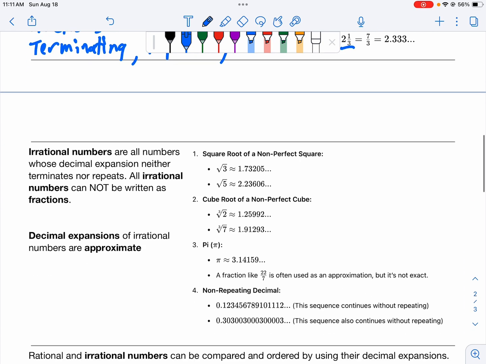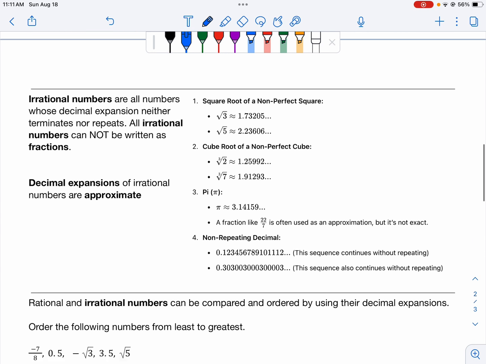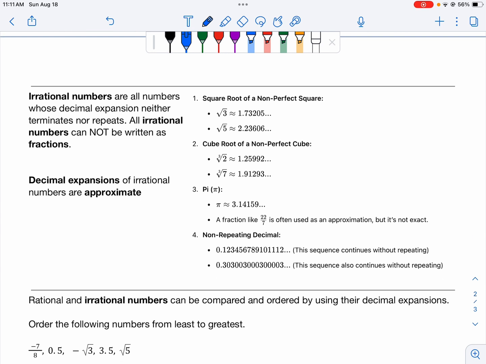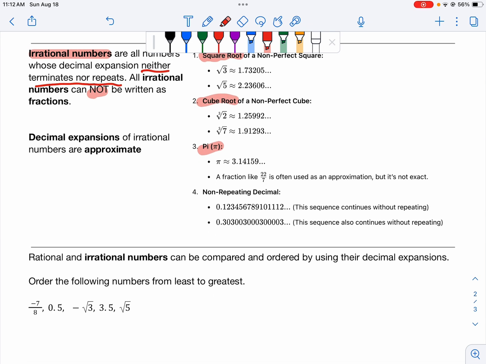All right, irrational numbers. Let's flip over to the next page. Irrational numbers are all numbers whose decimal expansions neither terminate nor repeat. Irrational numbers cannot be written as fractions. We see these in a couple of ways. Square roots, cube roots. Again, don't worry too much about that today, but we're going to talk about that. Numbers like pi and just random non-repeating decimals. We're going to see these most as square roots in our class, and pi and cube roots. And then other non-repeating decimals.